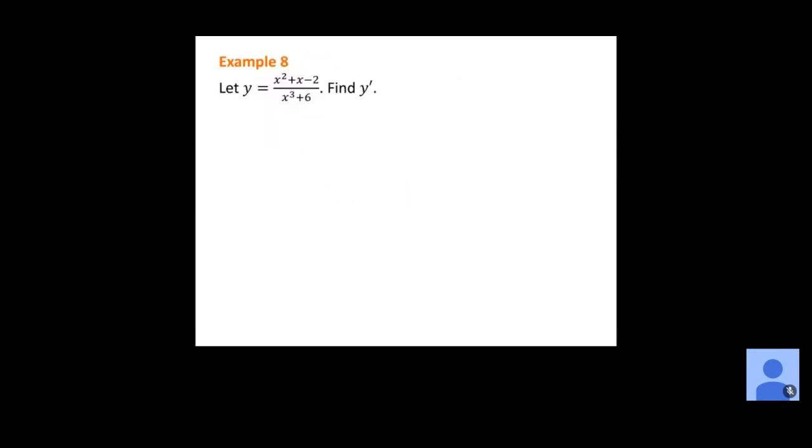All right, so let's take a look at this one now. So we want to find the derivative, y prime, and we have a quotient, x squared plus x minus 2 over x cubed plus 6. All right, so what's the first thing we're going to need to do this time?